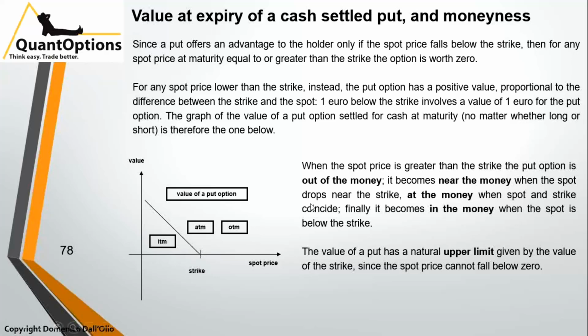When the spot price is greater than the strike, the put option is out of the money. It becomes near the money when the spot drops near the strike, at the money when spot and strike coincide, and finally in the money when the spot is below the strike. The value of a put has a natural upper limit given by the value of the strike, since the spot price cannot fall below 0.